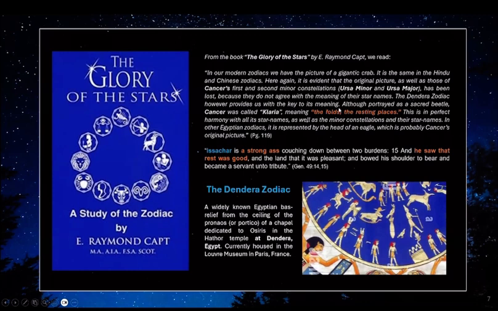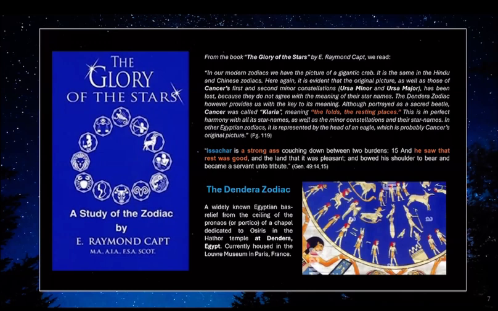The Dendera zodiac, however, provides us with the key to its meaning. Although portrayed as a sacred beetle, Cancer was called Claria, meaning the folds, the resting places. This is in perfect harmony with all of its star names, as well as the minor constellations and their star names. In other Egyptian zodiacs, it is represented by the head of an eagle, which is probably Cancer's original picture.